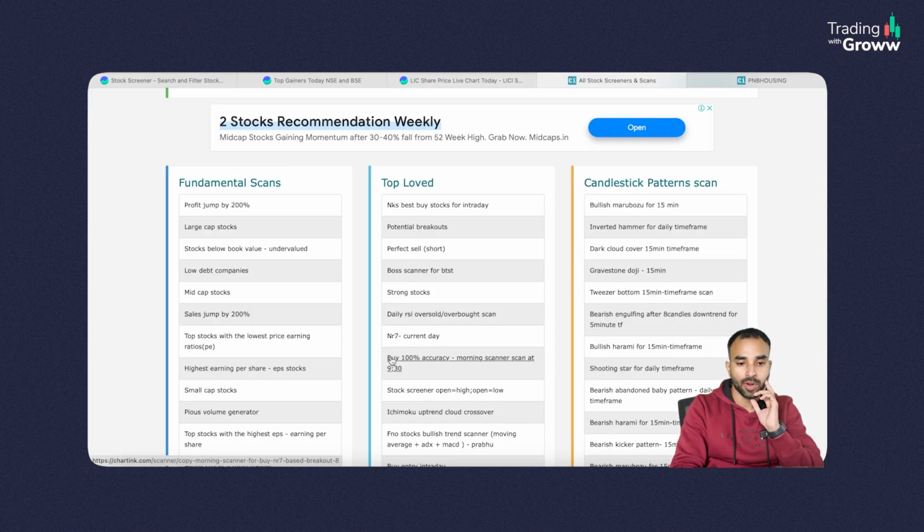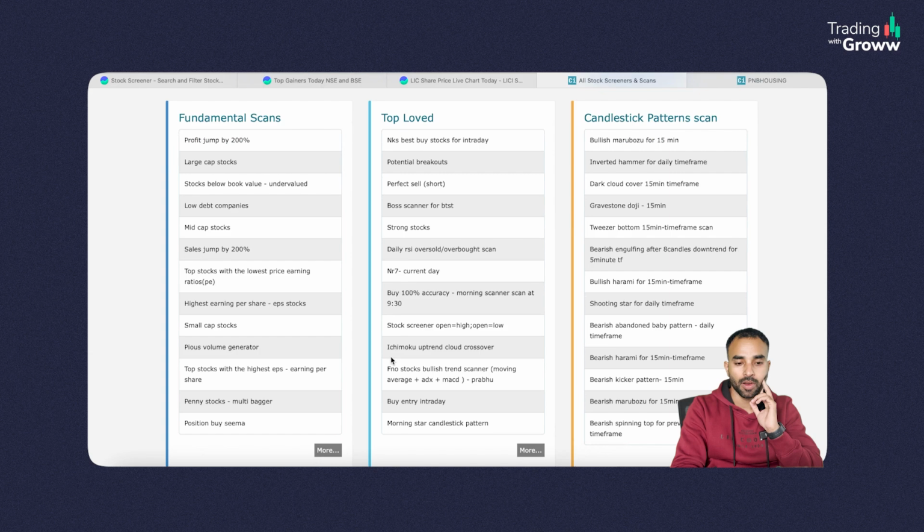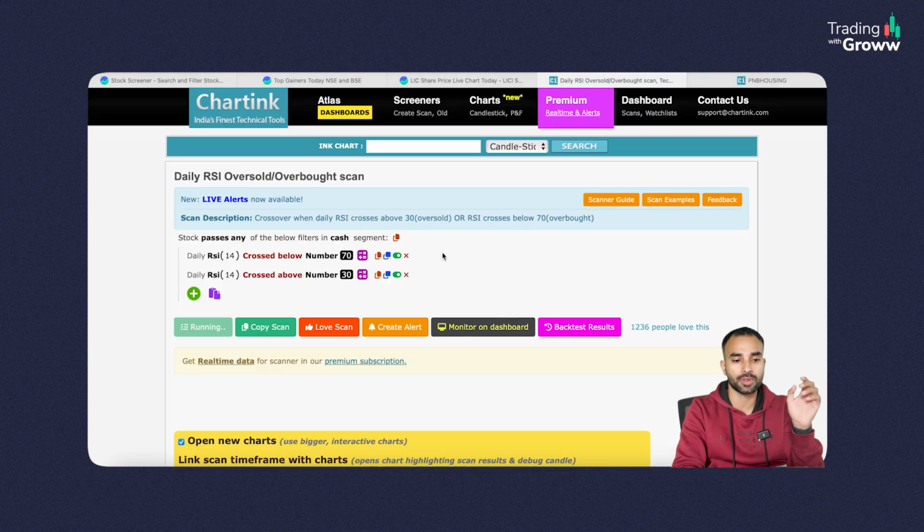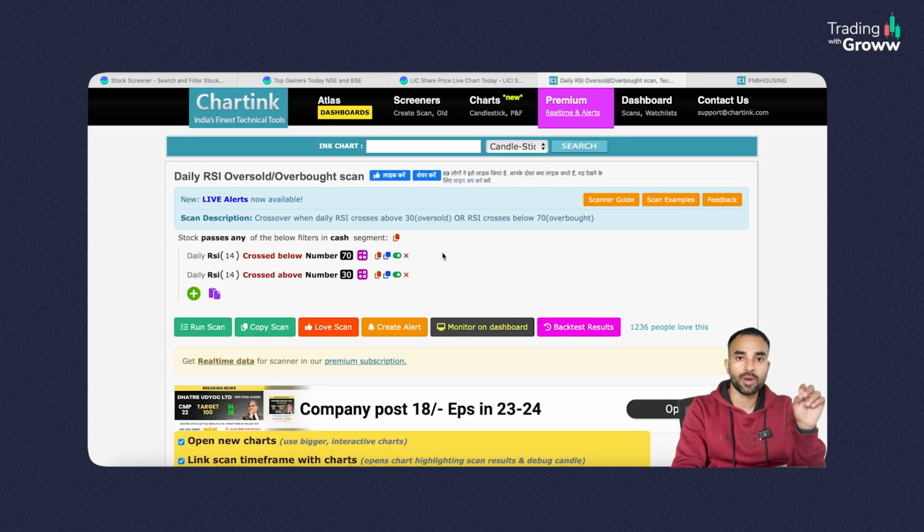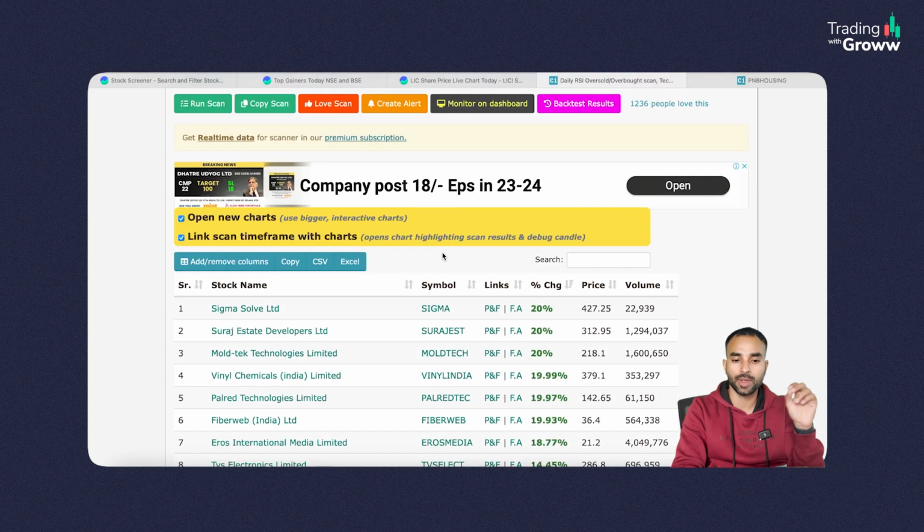Not only the gap up or gap down stocks, if you go to charting.com, there will be multiple scanners available based on multiple criteria. This fundamental scan you can completely ignore because that is not necessary for intraday. For intraday, for an example, there are candlestick pattern breakouts like inverted hammer, dark cloud, gravestone doji, and likewise, there are morning star candlestick patterns, NR7, daily RSI oversold overbought. If you click on this, then you will be able to see the list of stocks that are trading in the overbought region and oversold region. Then you can finalize any kind of stocks from that and get into a trade.